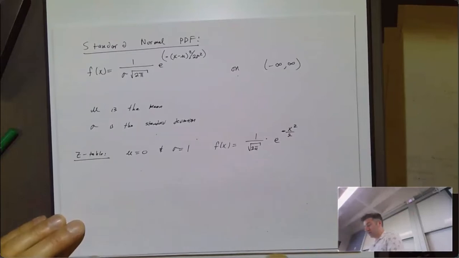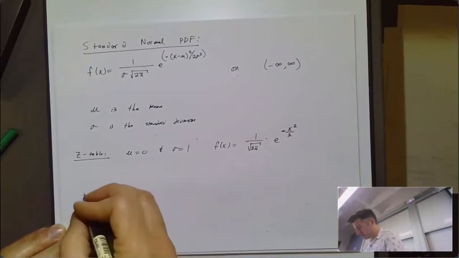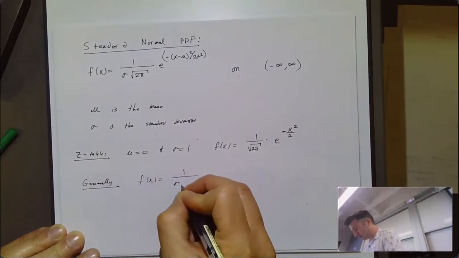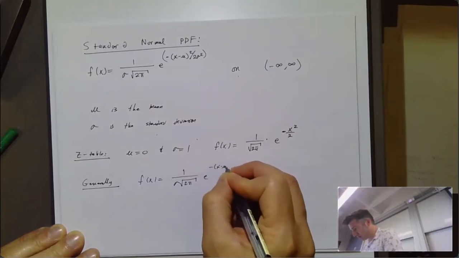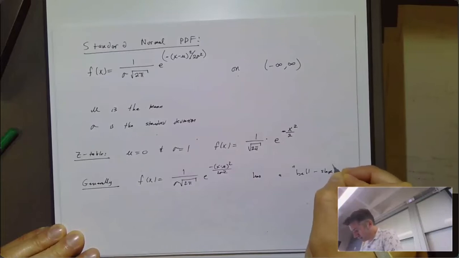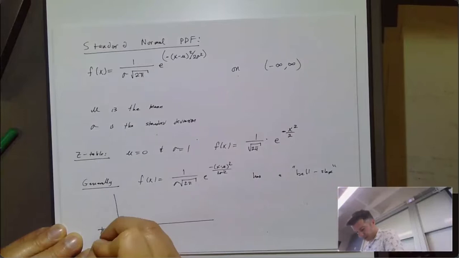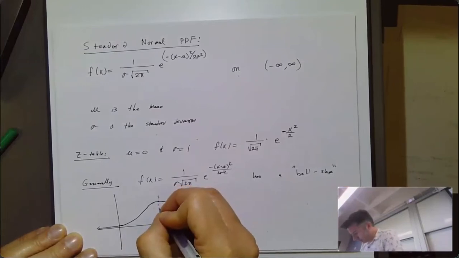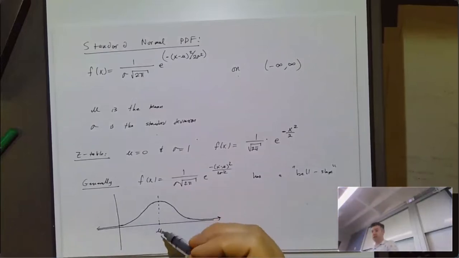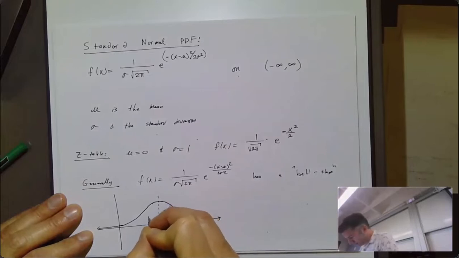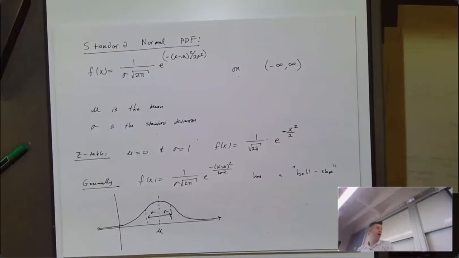So a couple things to say about this. This function has this shape. Generally, f of x equal to 1 over sigma square root of 2 pi e to the negative x minus mu squared over 2 sigma squared has a bell shape. It looks like this. The mean is always the highest point. So the highest point occurs at the mean, and then one standard deviation is about that far. And you can't really do a whole lot with this.